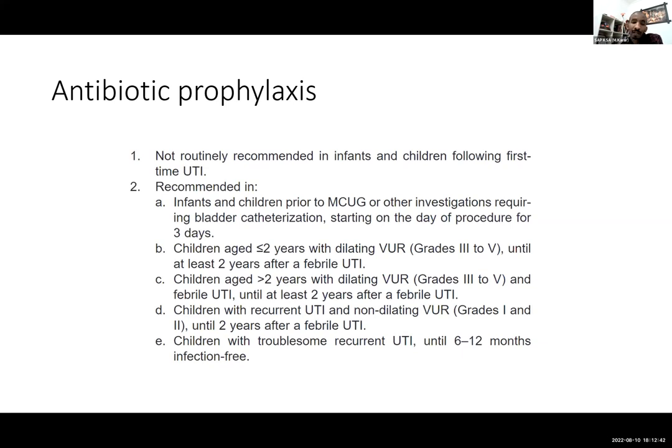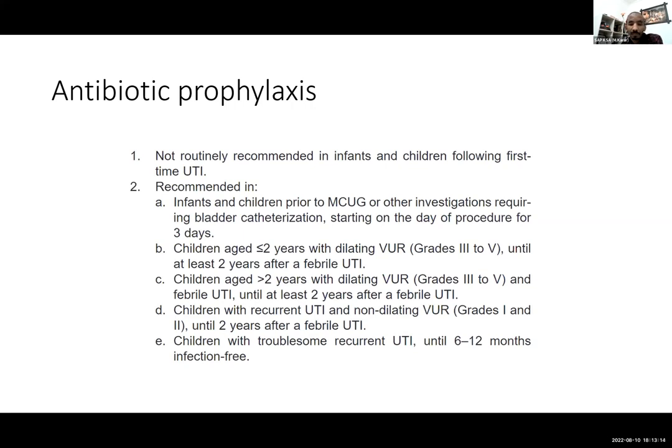In children who are less than 2 years with dilating VUR, until at least 2 years after febrile UTI. In children who are more than 2 years with dilating VUR and febrile UTI, until at least 2 years after febrile UTI. Children with recurrent UTI who have non-dilating VUR, okay, are also considered for antibiotic prophylaxis. Children with recurrent UTI, until 6 to 12 months infection-free.